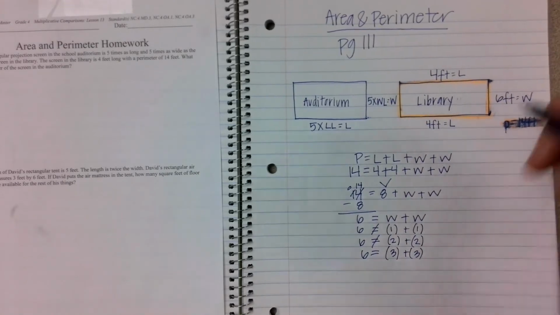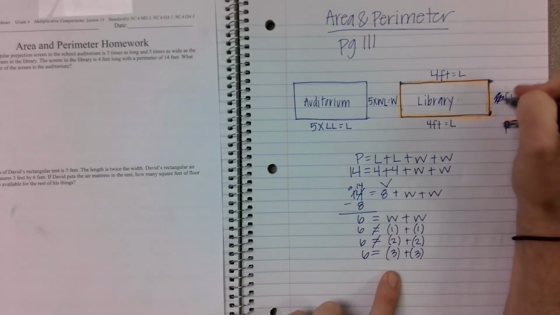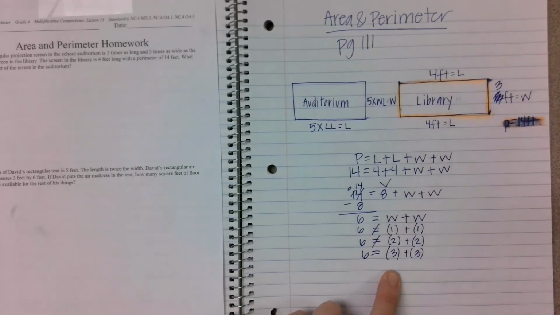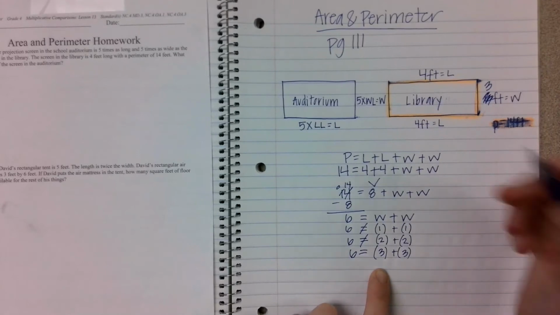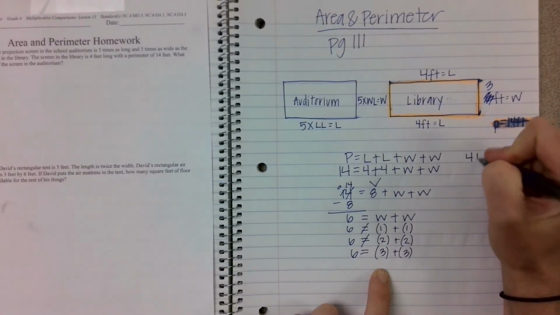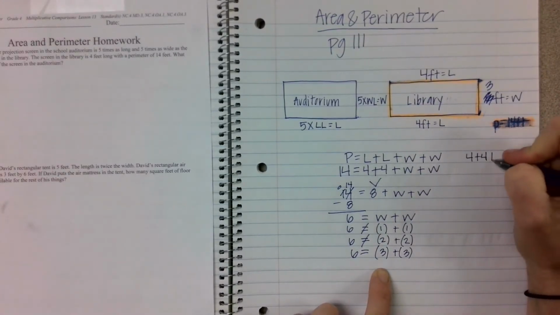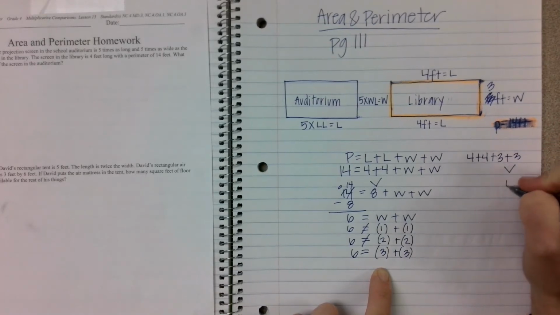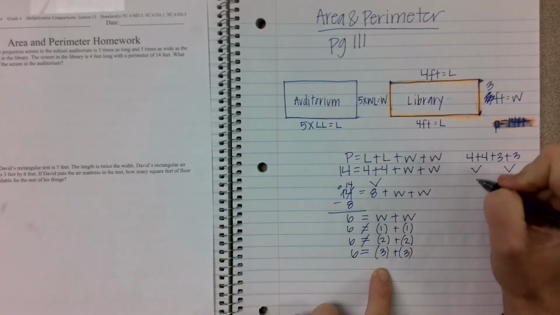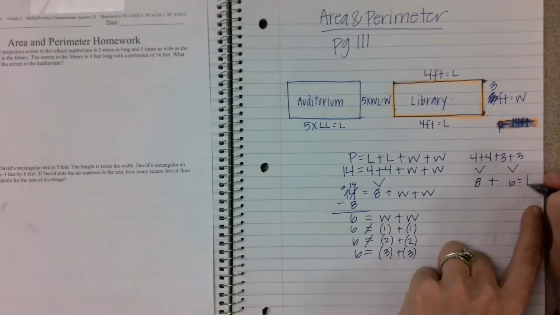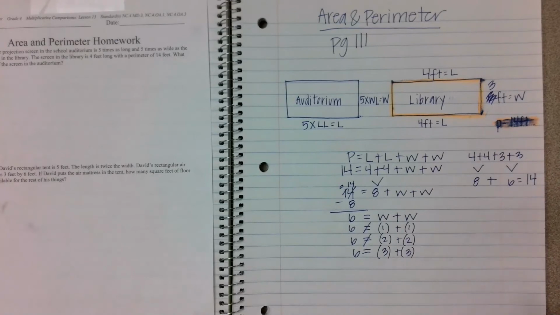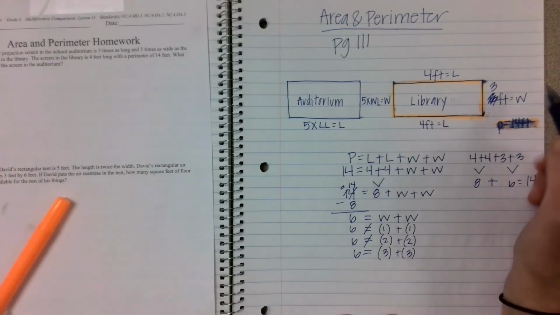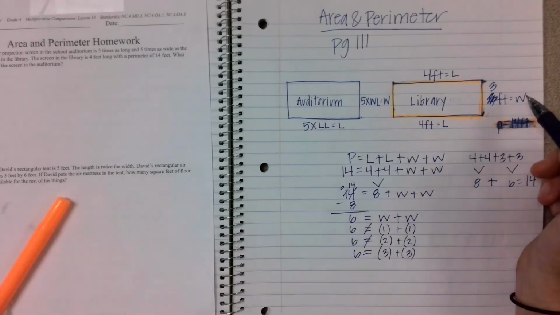So I know, oh, sorry, not 6. 3. 3. So if I add up 4 plus 4 is 8, plus 3 plus 3 is 6. 8 plus 6 equals 14. So I now have my dimensions for the library.